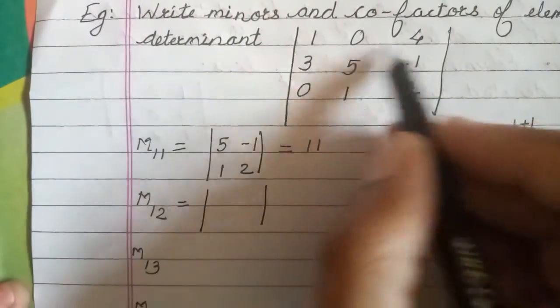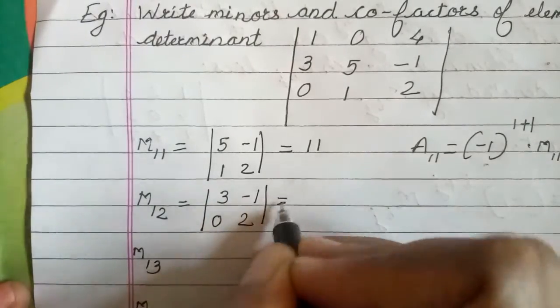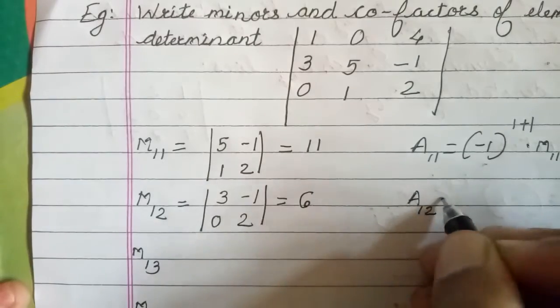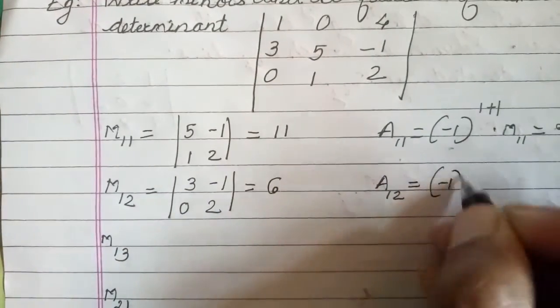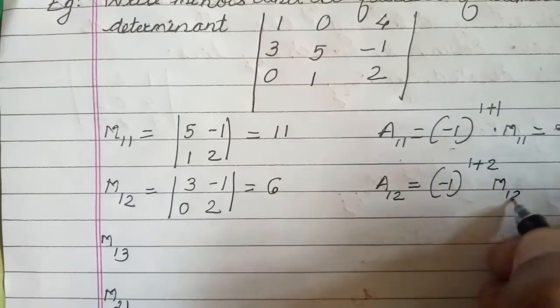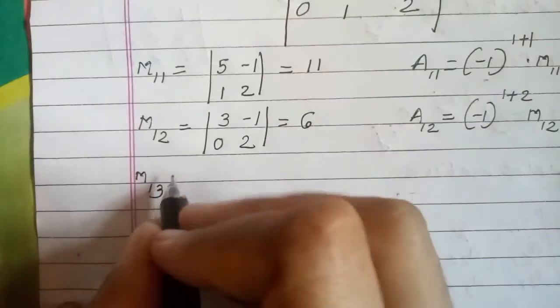Okay, now here it is M12, first row, second column. So what is remaining? 3 minus 1, 0, 2. So it is 6 minus 0, which is 6. So A12, your corresponding cofactor, will be minus 1 raised to 1 plus 2, this position, times M12. This is odd position, so minus, and this 6, so minus 6.